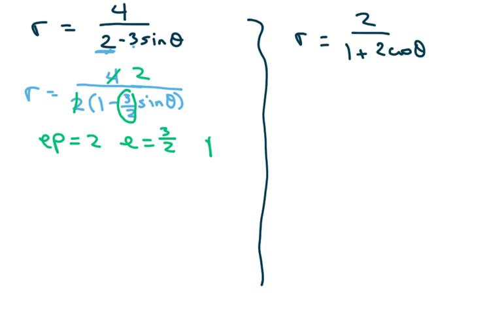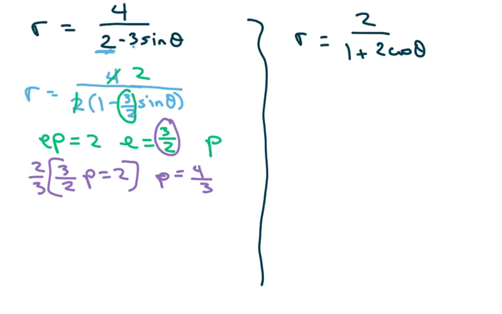So now I need to know my P. And all I do is substitute. My E is 3/2, so 3/2 P equals 2. Multiply both sides by 2/3. So my P is going to equal 4/3, because that will cancel and you multiply there. All right, so my E is 3/2.